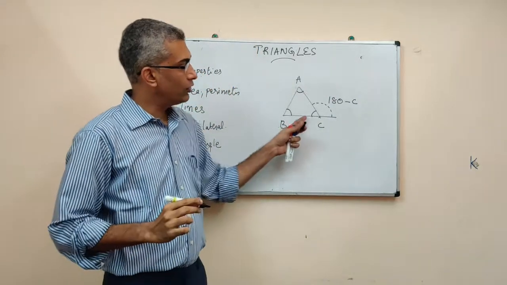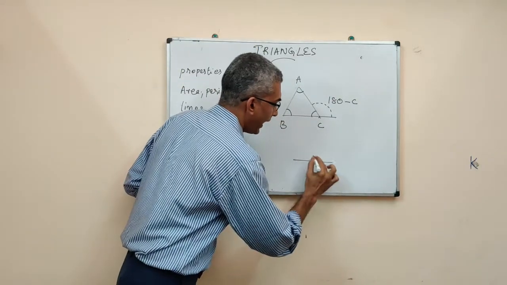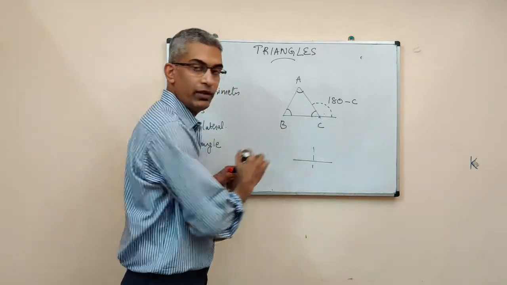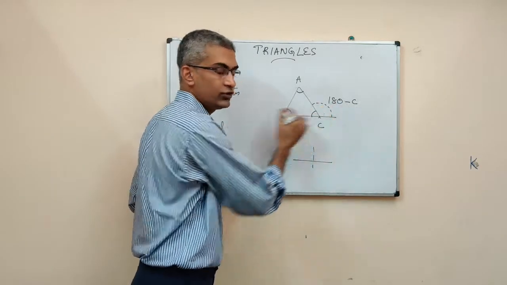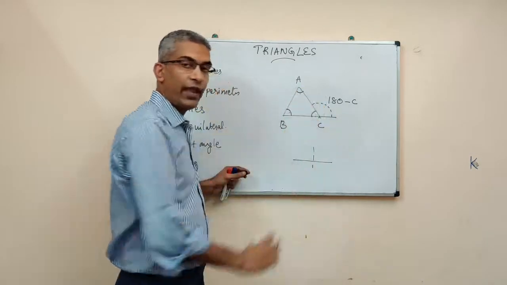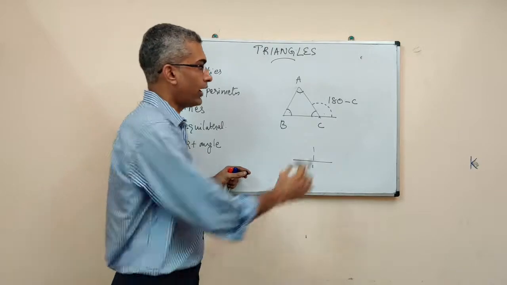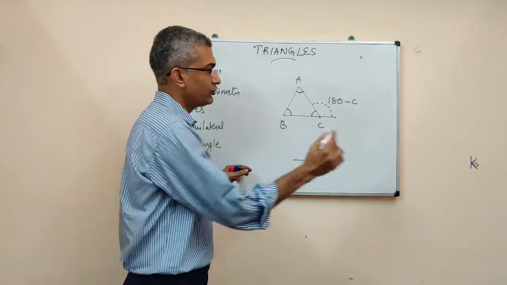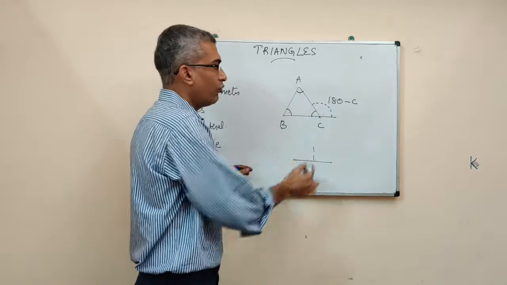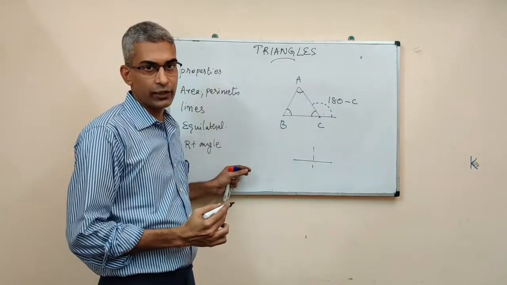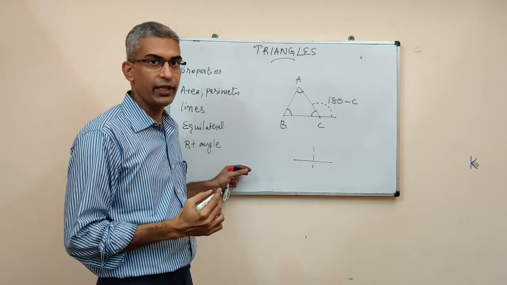Why? Because the angle on a line is 180 degrees. So this plus this should be 180. This is C. So this angle is 180 minus C. What about these two, the sum of A and B? That is also 180 minus C, because A plus B plus C will be 180. So I can say that this exterior angle will be equal to the sum of the opposite interior angles of the triangle. This is another property of any triangle.